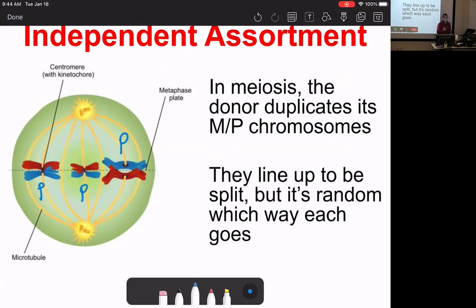Because remember, you're starting in a cell with meiosis with a full deck of cards, right? In this first metaphase, you're going to decide as you split the first time, it's going to be an uneven split of maternal and paternal chromosomes. So this could be chromosome 8, this could be chromosome 9, and this could be chromosome 10, for example. Again, we're only going to be able to visualize these three right here in this little animation.